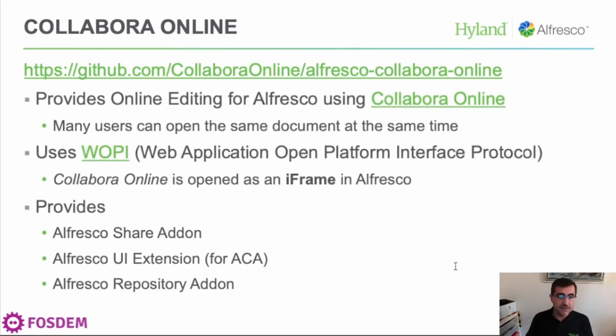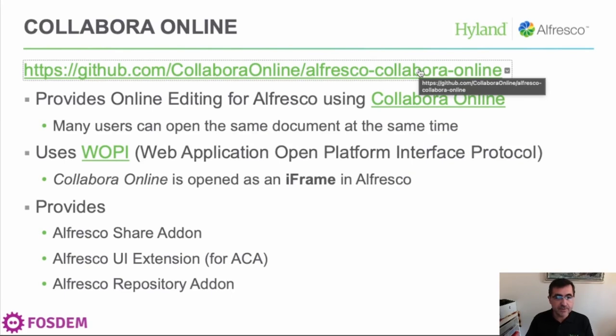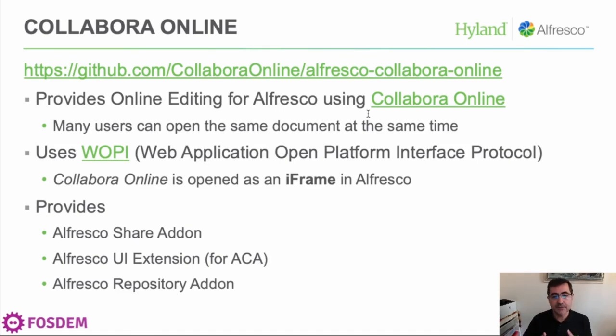So this add-on that you have available on this GitHub and on the Collabora Online GitHub account provides online editing for Alfresco using Collabora Online. So many users can open the same document at the same time, and they can collaborate together on the same document. This integration is made by using WOPI, the Web Application Open Platform Interface protocol. That means that we open an iframe inside Alfresco, and it's very handy because you can just work with that without being out of Alfresco.